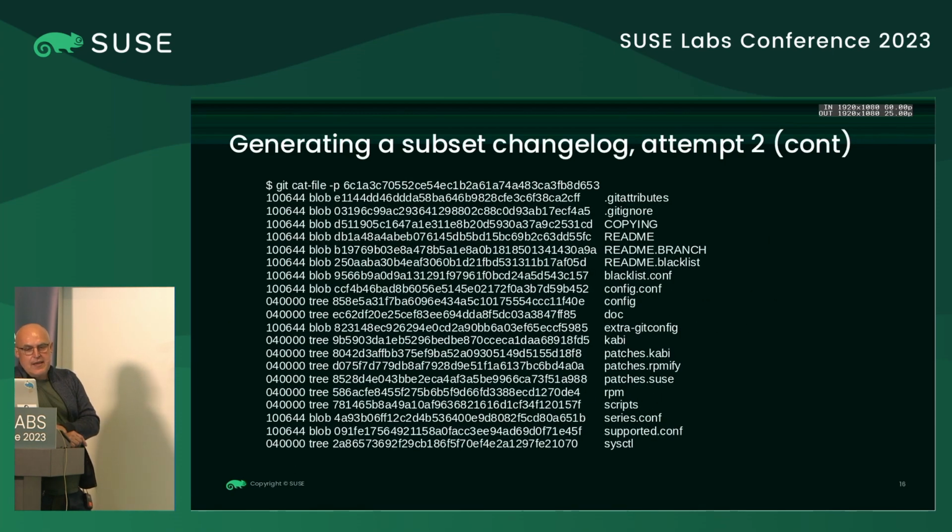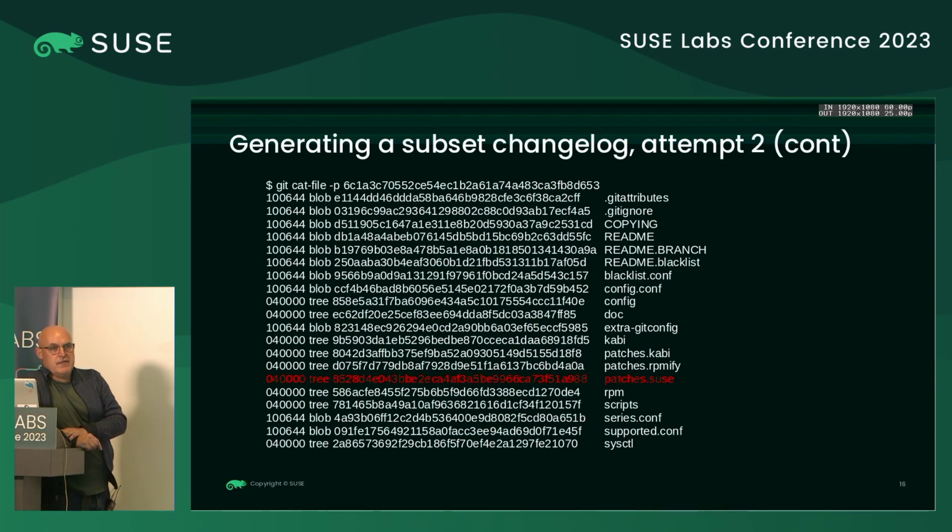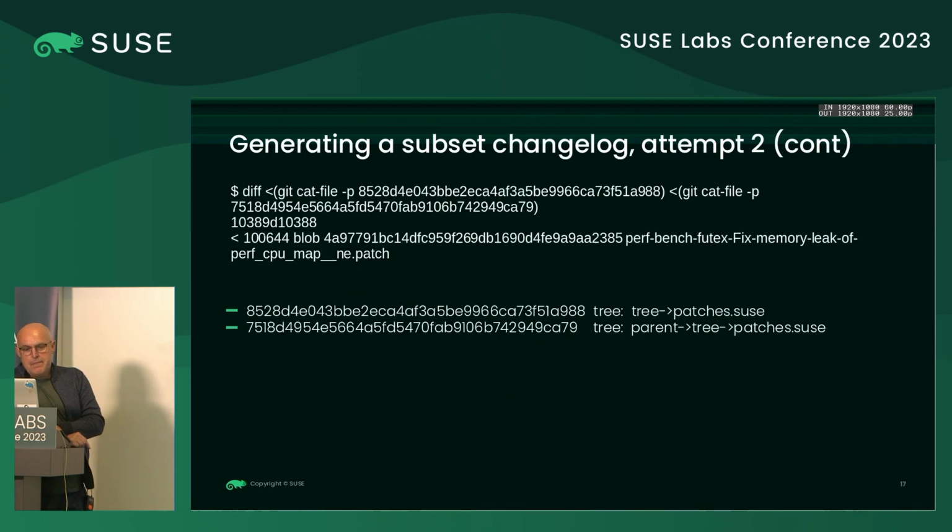Basically, if you run git cat-file on the tree object, this is what you get. The interesting item is patches.suse, which is where we collect the actual individual patches for a commit, and that's a tree object also. In this command, the first commit ID is the patches.suse tree object, and the second one is the equivalent for the parent. If I run a simple diff on that, I get the patch that we've added.